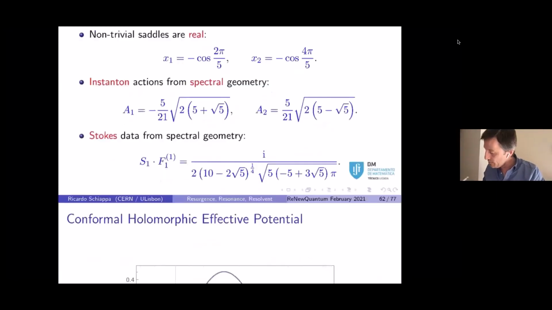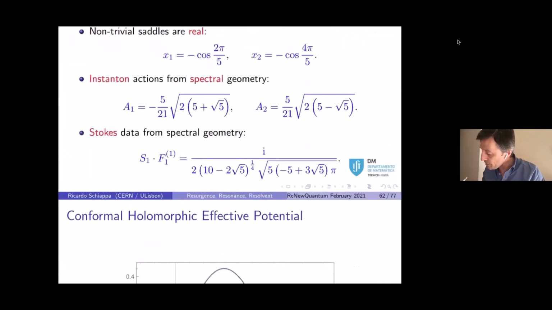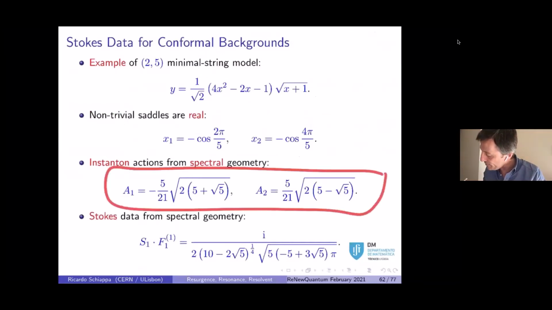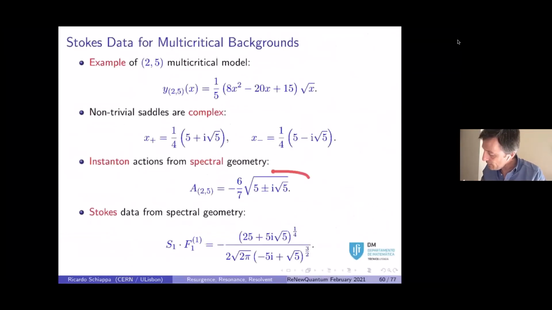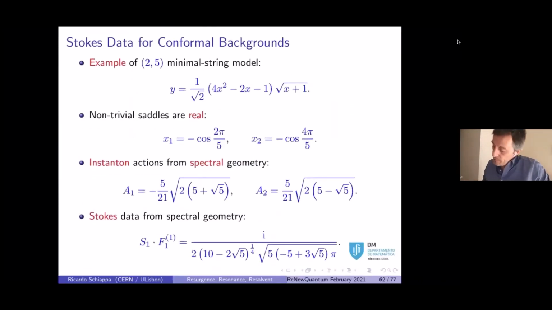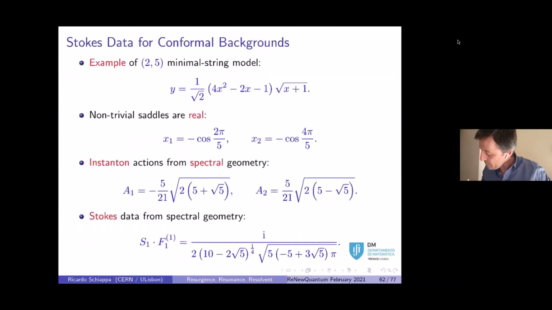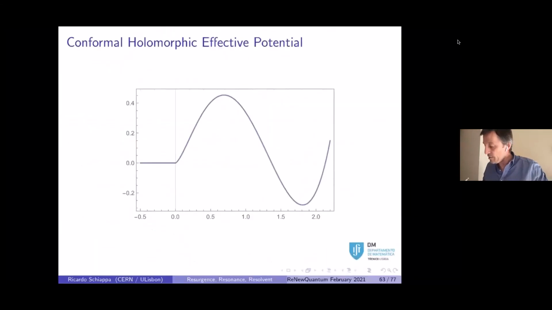And that's what the holomorphic effective potential looks like for the conformal background. So now the saddles are both real. You should notice that I'm only getting half of the instanton actions that I should get. There's a plus minus there. So the spectral curve is not seeing resonance, but there's pluses and minuses, so it's computing for me Stokes data. And you can do this generically.